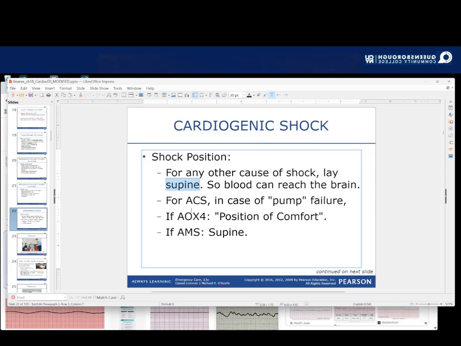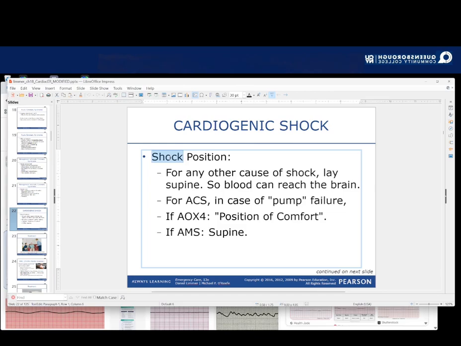And if the patient is in shock, as in systolic blood pressure is inadequate, is too low, the patient is in altered mental status, clearly showing that the blood supply to the brain is inadequate, then also lay them down, because again, the main organ we have to worry about is the brain. We want to make sure blood supply to the brain is adequate.